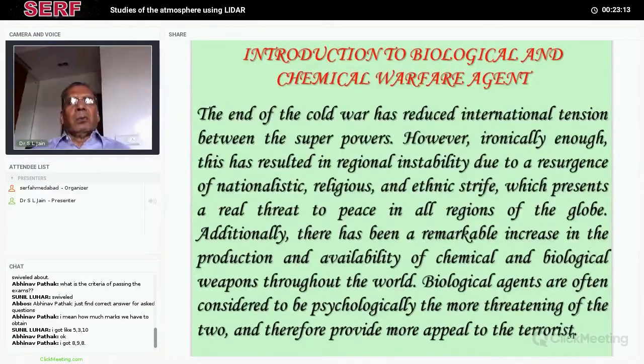Nowadays, the end of the Cold War has reduced the international tension between the superpowers, but there is regional instability due to the resurgence of nationalist, religious, and ethnic strife, which presents a real threat to peace in all regions of the globe. So this is a real threat.